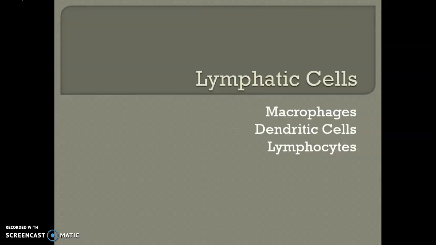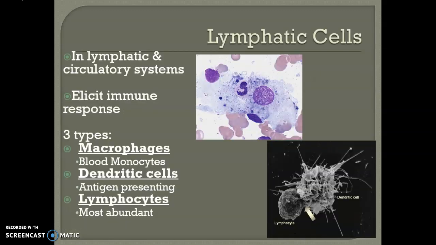Moving on to lymphatic cells now. Lymphatic cells are found both in the lymphatic system and cardiovascular system. I want you to understand that. So the lymphatic cells that we will talk about, the macrophages, lymphocytes, and dendritic cells, they are not only found in the lymphatic system, they are also found in blood. And these cells elicit immune response. We will talk about macrophages, dendritic cells, and different types of lymphocytes. Let's talk about macrophages first.